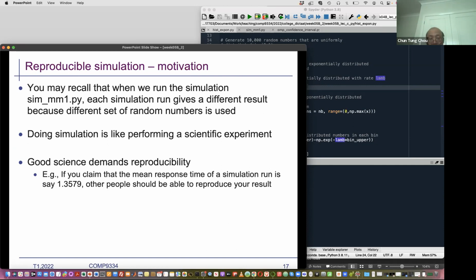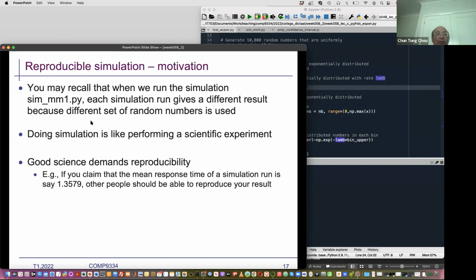Now, I'm going to move on to the next topic, and that is reproducible simulation. You may recall that I ran this simulation program that we developed last week on simulating the M/M/1 queue. Each time I run the simulation, I get different numbers. I'm using a different set of random numbers, and so I get a different value for the mean response time.